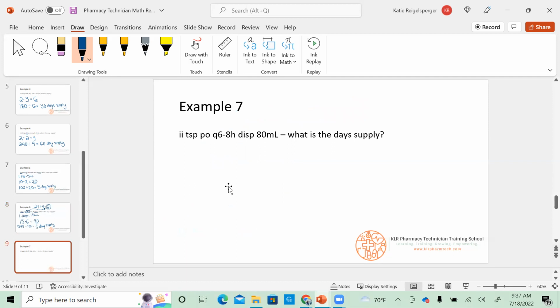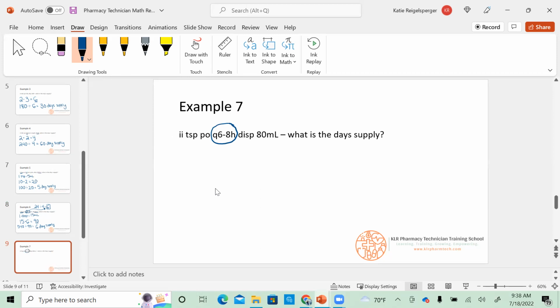This one says, take 2 teaspoons by mouth every 6 to 8 hours, dispense 80 milliliters. What is the day's supply? So this is similar to the 2 we just did. First, when we see a problem like this, we're always going to choose the one that allows the patient to take it the most times.